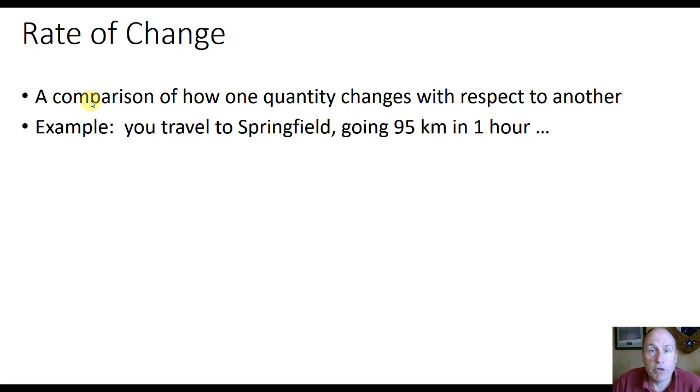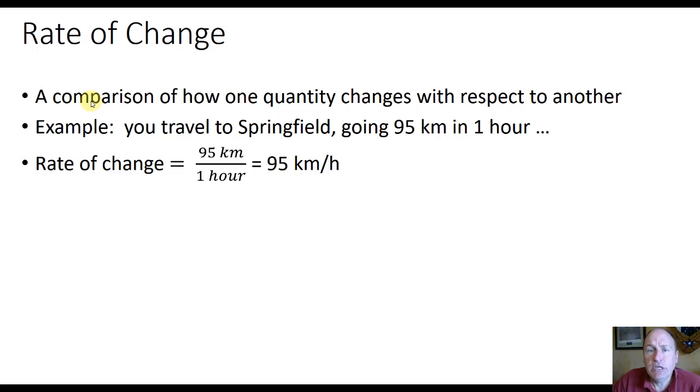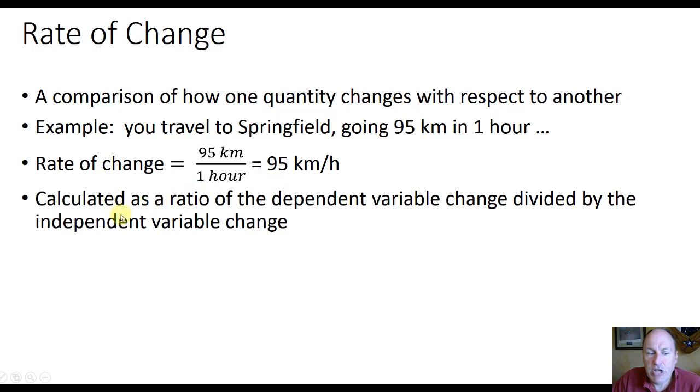For example, let's say we're going on a road trip to Springfield and we travel 95 kilometers in 1 hour. Our rate of change is a comparison of the distance we traveled, 95 kilometers, to that 1 hour of time that it took us to go that 95 kilometers. And so we know that as 95 kilometers per hour, also known as speed. Speed is one of the most often used examples of rate of change.